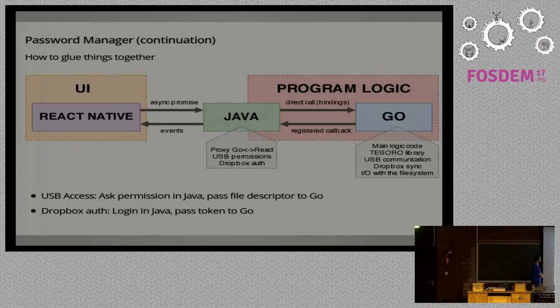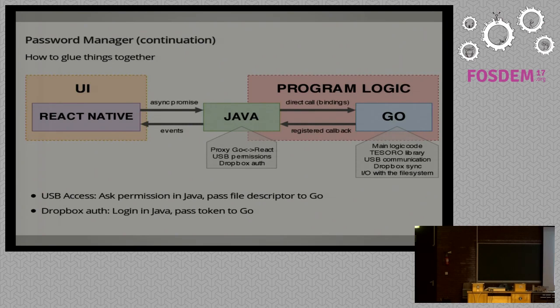And this is how the application is built, or structured. All our user interface is React Native. The program logic is shared because the main logic code is in Go, but we need Java for a few things. For example, we use it mostly as a proxy between React and Go.